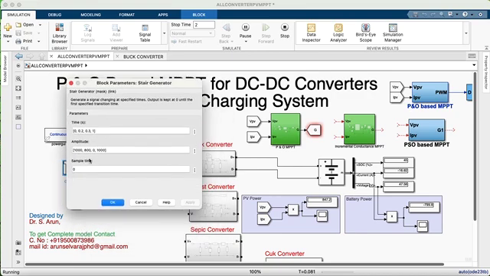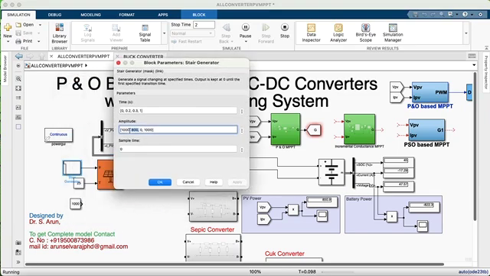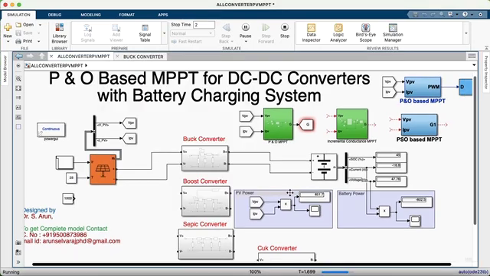When it reaches 0.2 seconds, the irradiance level will be 800. For this irradiance level, it goes to the second maximum power point, as it is currently running at 1000. At 1000 irradiance level, we can see it reaches the maximum power of 852.3 watts. Is that clear? The P&O based MPPT is working properly.